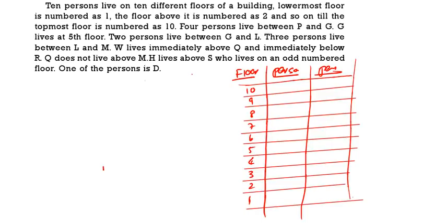Now come to the question. 4 persons are there between P and G. G is living on the 5th floor. So you can write G here. There are 4 persons. 1, 2, 3, 4. So you can write P here.